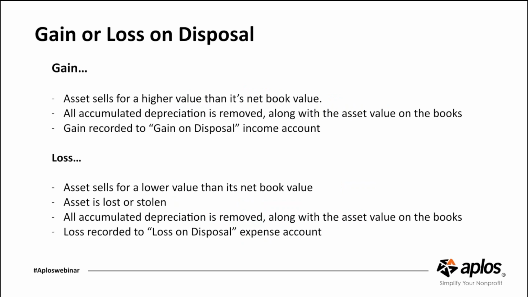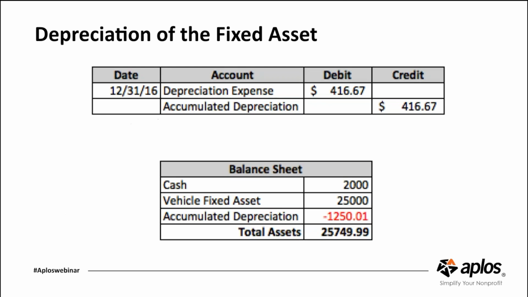Gain or loss on disposal. We talked about this a couple of minutes ago, but I'll go over it here real quickly. Gain or loss on disposal, again, is if an asset sells for a higher value than its net book value. So my net book value in this previous example is $25,000 less accumulated depreciation of $1,250, so I'm somewhere in the $23,000 balance for my car. Well, I guess it's $23,749.